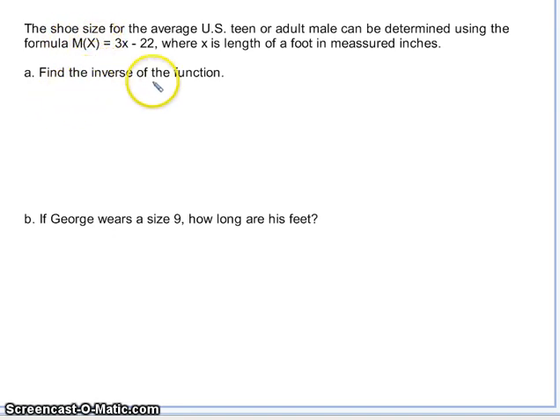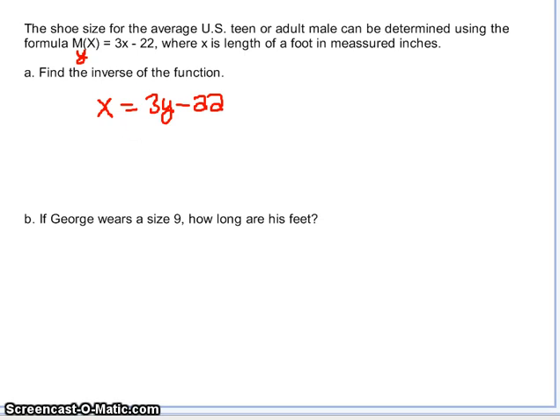It says find the inverse of the function first of all. Well, it's up to you. A lot of people like to use x and y. They want to use y. So if you do want to use y to represent m of x, that will work. And so if we want to find the inverse, that means we are going to have x equals 3y minus 22. From here, we want to get y by itself. It does not make any sense to have a function or a relation in the form of x equals.